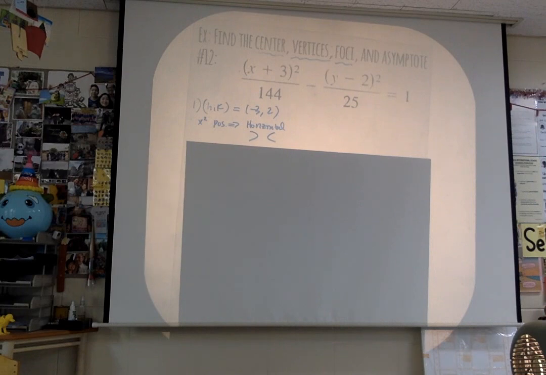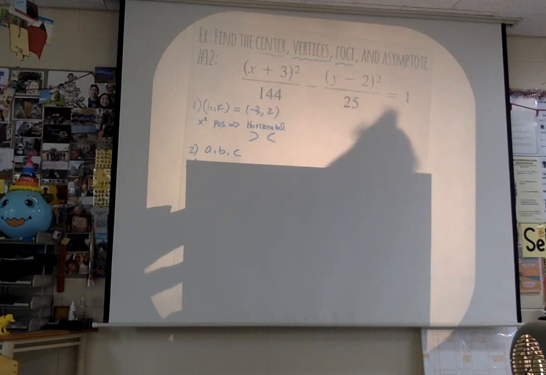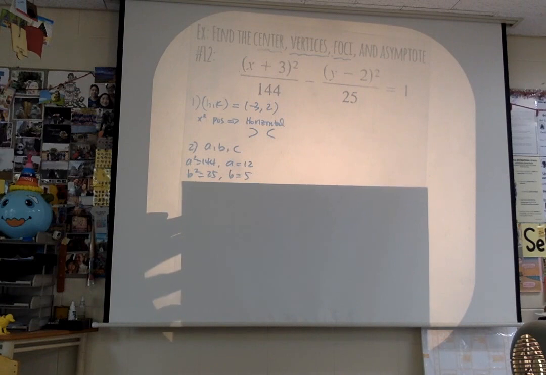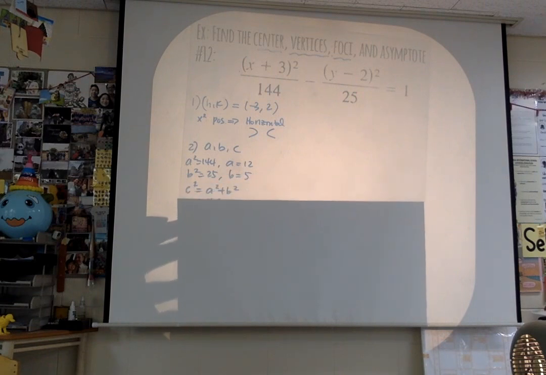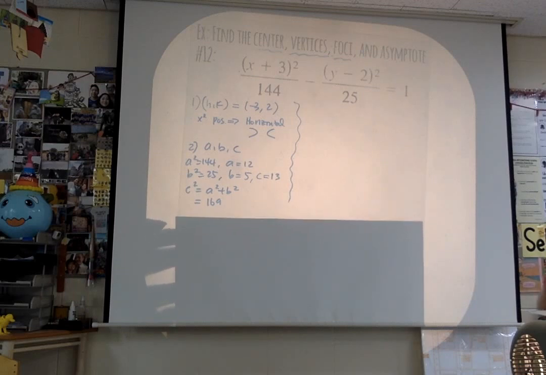Next thing you should find is your a, b, c. Remember, the a squared and b squared never change position for a hyperbola. So your a should have been 12, your b is 5. And your c squared equals a squared plus b squared, which is 169, making your c equal 13. We're going to need all that information. So let's find the next thing.